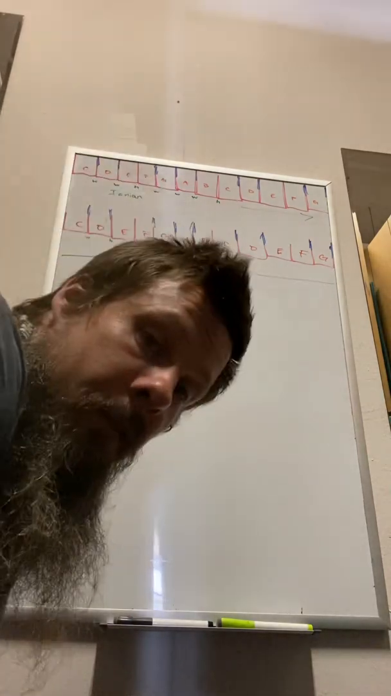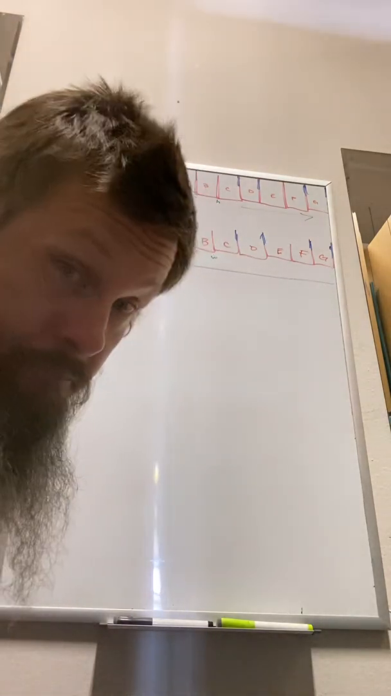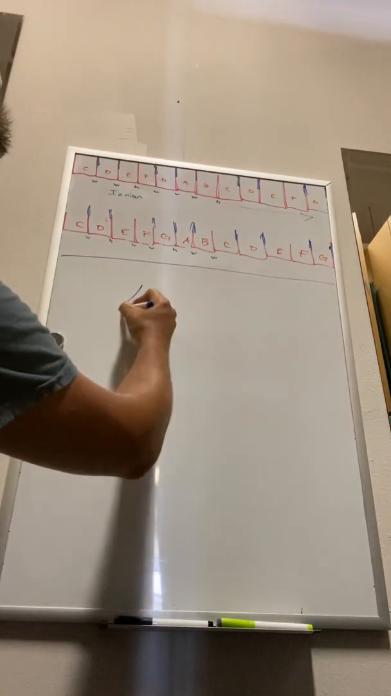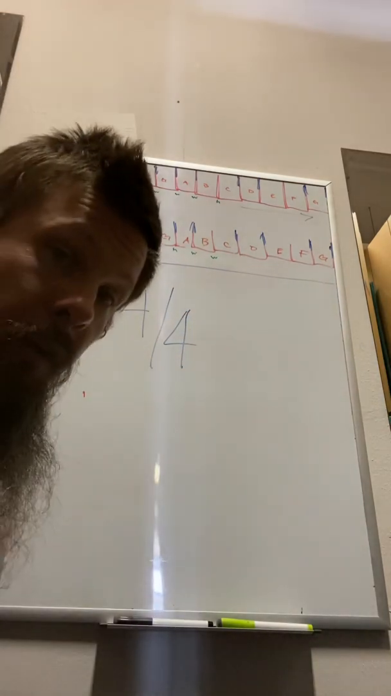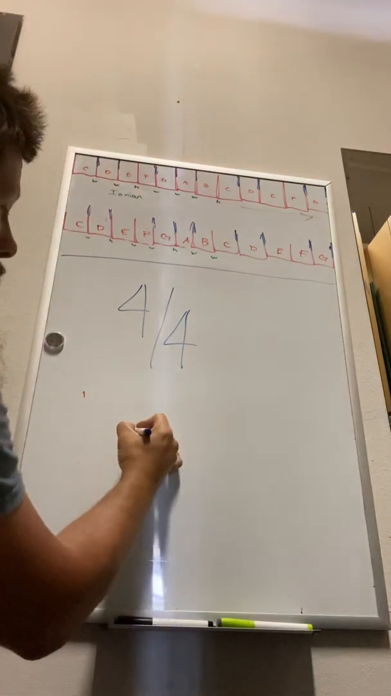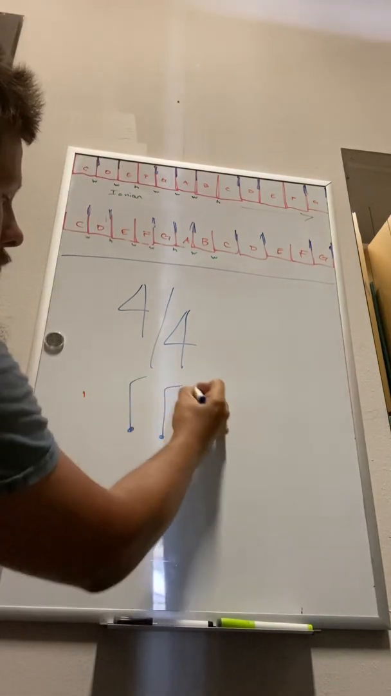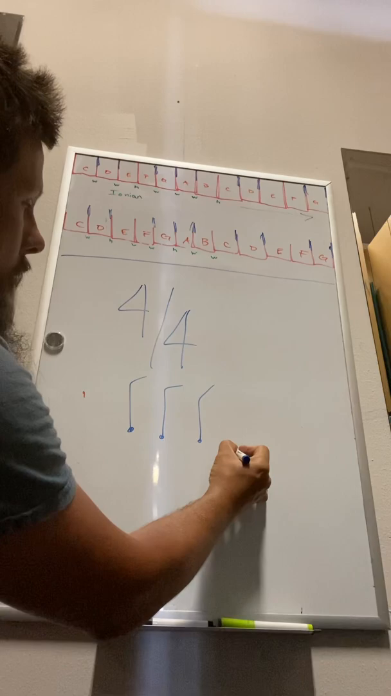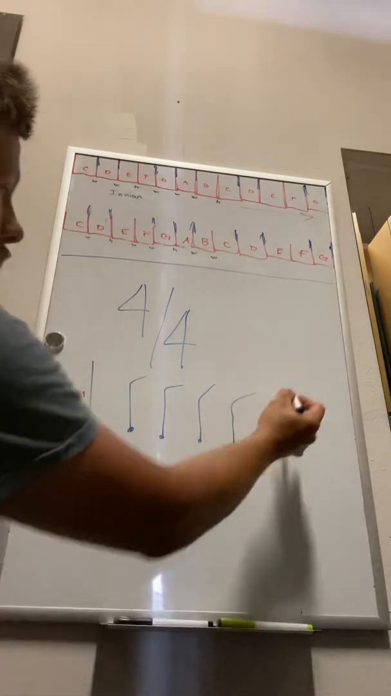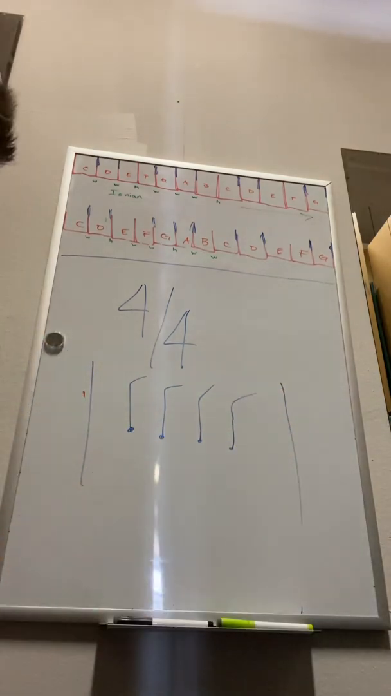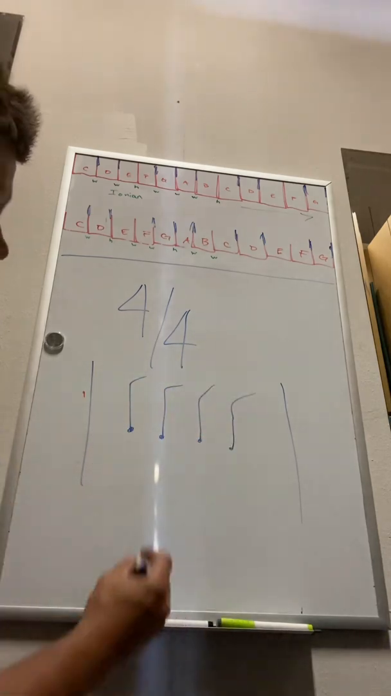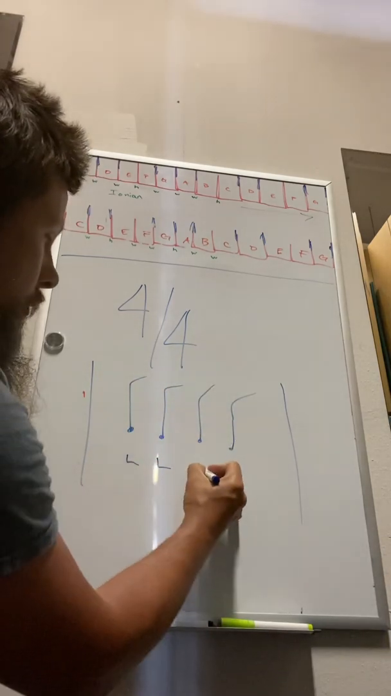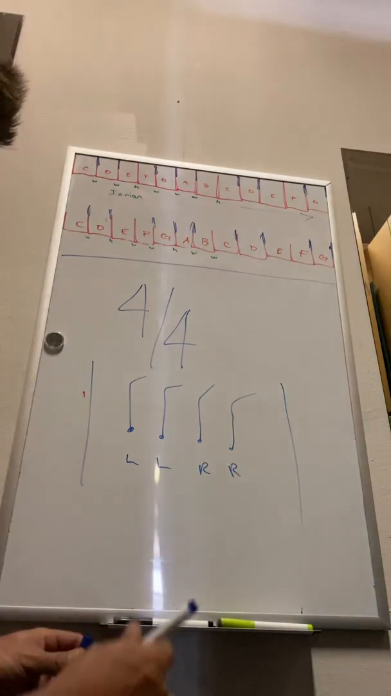So what I'd like to do today is introduce you to 4/4. It's going to look like this. And when you see that in music, it means you're going to have 4 beats per measure. Measures you'll know because there's little bars on both sides. So when you see this, here's what it would sound like. 1, 2, 3, 4.